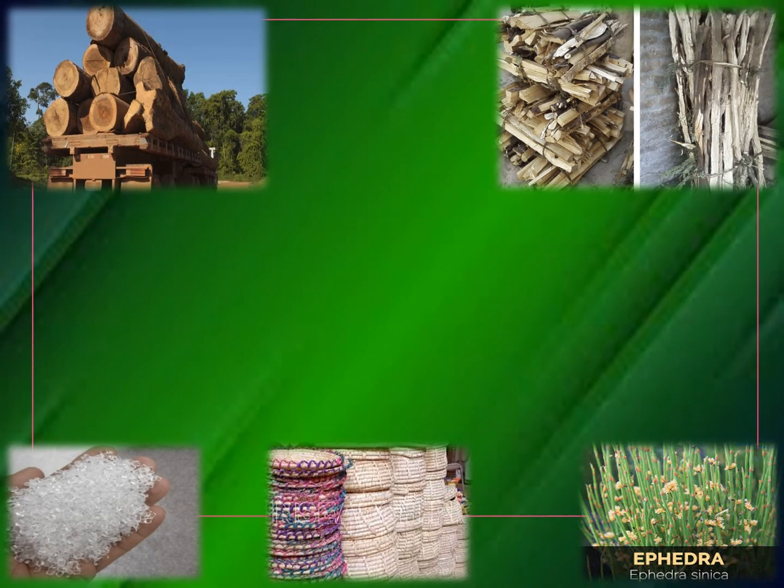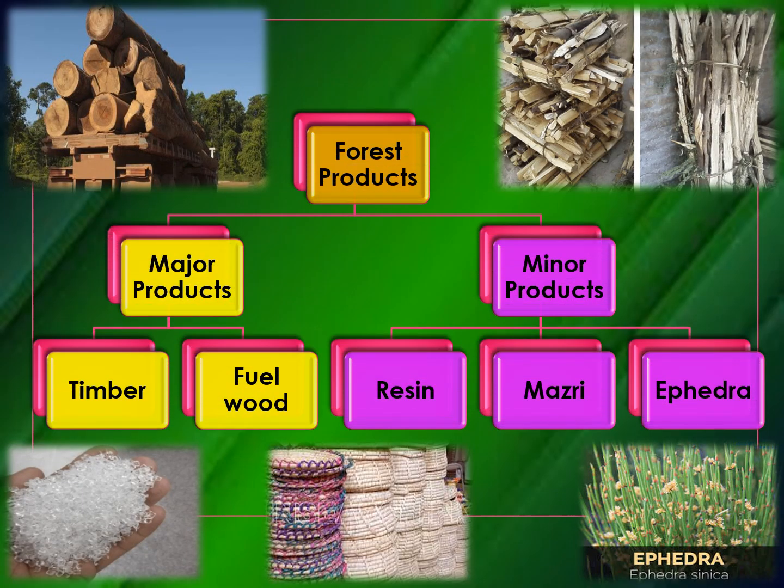Then a very important question: the forest products. What are the forest products? There are some major products and some minor products. Major products include timber and fuel wood, and the minor products are resin, musri, and ephedra. Ephedra is a kind of medicinal herb, but there are many medicinal herbs which we can find from the forest, from different types of forests.